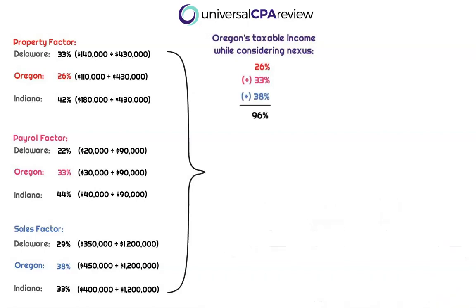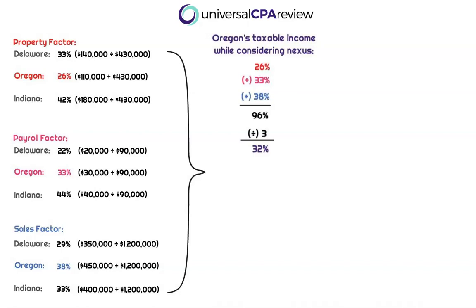Okay, so while we're on the topic of apportionment, let's calculate Oregon's apportionable net income. So as we see in our formula, we're going to take all of our factors, we're going to add them up and divide them by 3. So we're going to take our property factor of 26%, add it to our payroll factor of 33%, and add that to our sales factor of 38%. So our total factor is 96%, divided by 3, which would give us a 32% amount.